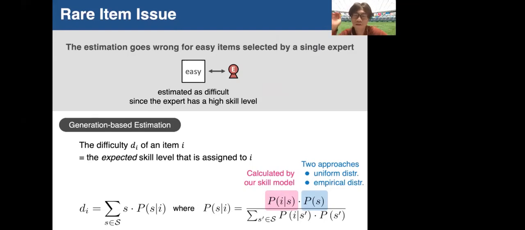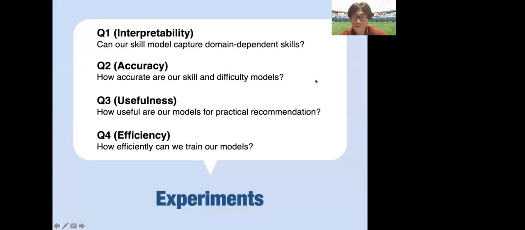So we consider two approaches to model the skill prior. One approach is just to use the uniform distribution. And the other approach is to estimate the proper distribution from the given data. Please refer to our paper for more details because I don't have enough time. So from now, I will report some key experimental results.